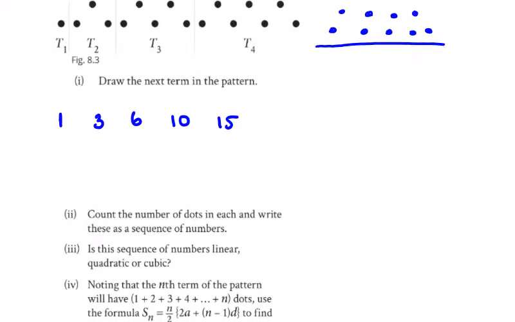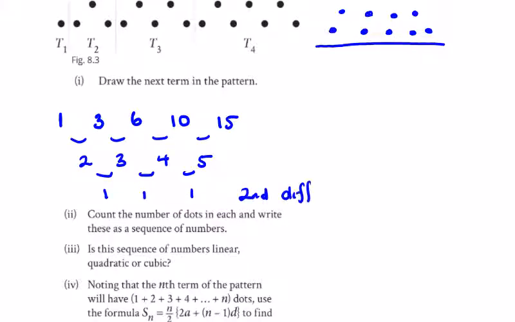Is it quadratic, linear, or cubic? Well, let's look at our differences. 2, 3, 4, and 5. And the second difference is 1, 1, 1. So the second difference is the same. Always write it down. Second difference is the same, so this sequence is quadratic.